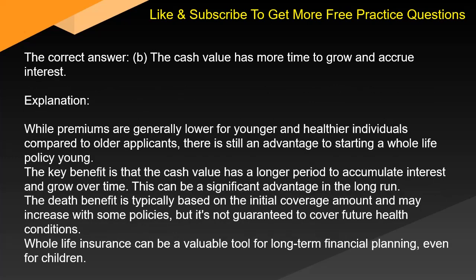The correct answer, B. The cash value has more time to grow and accrue interest. Explanation. While premiums are generally lower for younger and healthier individuals compared to older applicants, there is still an advantage to starting a whole life policy young. The key benefit is that the cash value has a longer period to accumulate interest and grow over time. This can be a significant advantage in the long run. The death benefit is typically based on the initial coverage amount and may increase with some policies, but it's not guaranteed to cover future health conditions. Whole life insurance can be a valuable tool for long-term financial planning, even for children.